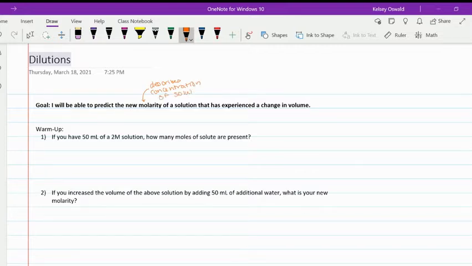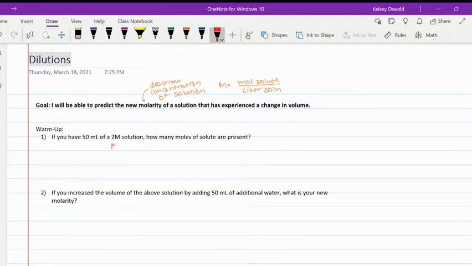And we know we can calculate molarity by doing moles of solute over liters of total solution. Before we get into predicting new molarities after a change in volume, we're going to do a little warm up. Let's say we have 50 milliliters of a 2 molar solution. We want to find how many moles of solute are present in that solution.